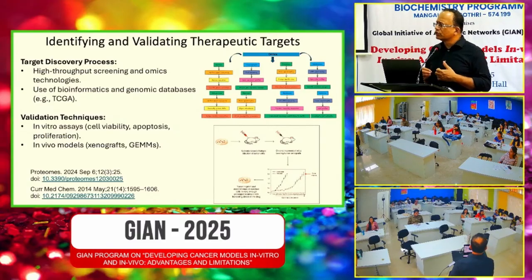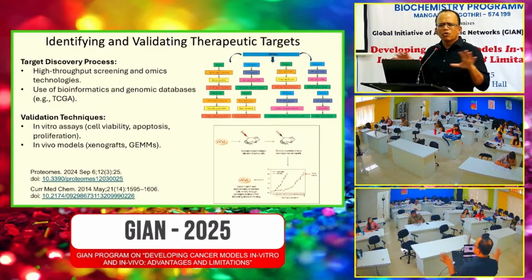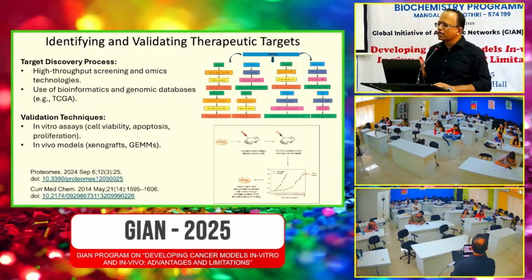The technology you use is for validating a lot of assays. For example, you use cell viability, apoptosis, proliferation. These are all in vitro, and then in vivo xenograft, genetically engineered mouse models. Like that, many models are available. I don't have to list all of them, but what's important, I think, is the concept and ideas that you develop for how to use those models.